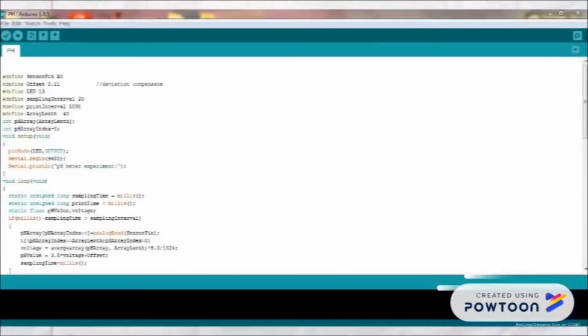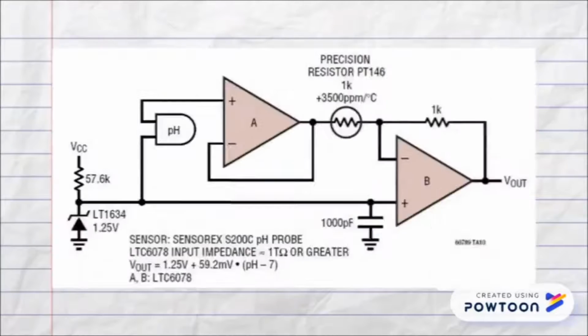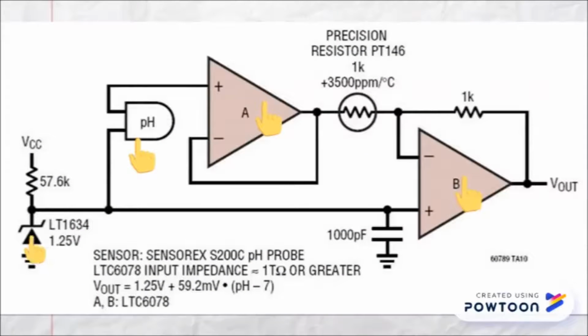Here is an example of a coding scheme for a microcontroller. And this is the internal circuitry of our pH sensor. Without further ado, let's proceed to our demo.